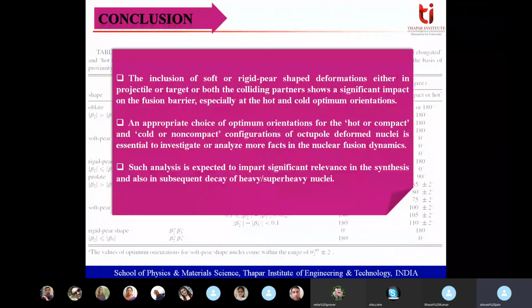Now let's come to the conclusion part. The inclusion of soft or rigid pair shapes, either as projectile or target or both of the colliding partners, will show a significant impact on the fusion barrier, especially at the hot and cold optimum orientations. So the choice of optimum orientations for these configurations is very much essential to investigate more facts in nuclear fusion dynamics, and also in the subsequent decay mechanisms of heavy or superheavy nuclei.